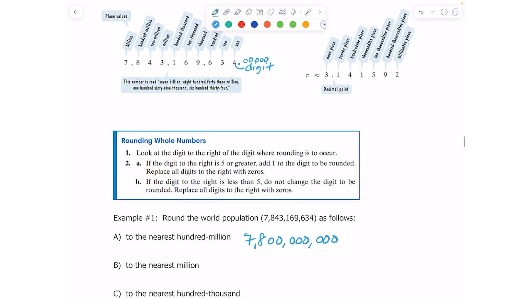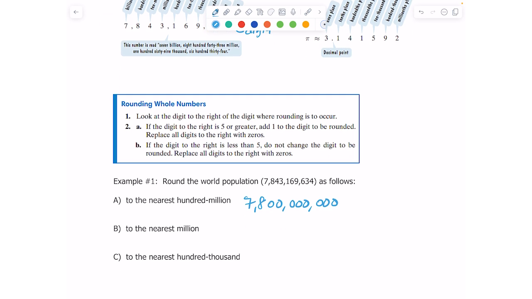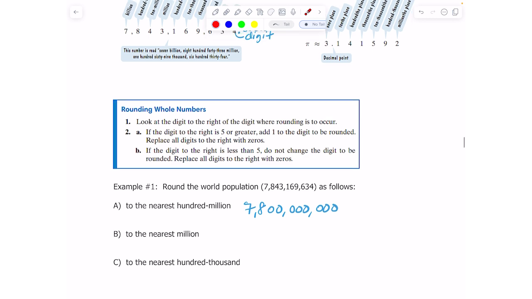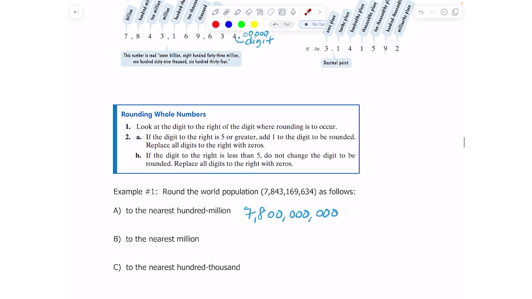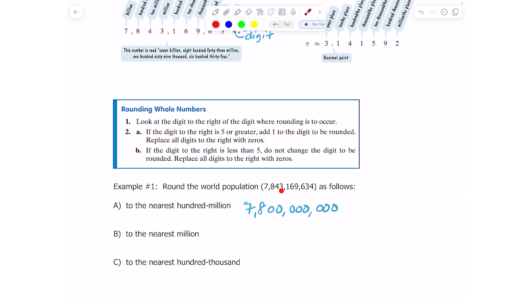If I rounded to the nearest million, I need to figure out where the millions place is. That's where the 3 is. So I need to look to the right, and that 1 tells me, since it's less than 5, I'm going to leave the 3 the same. So I'm going to have 7, 8, 4, 3, and then I'm going to turn the rest into zeros.